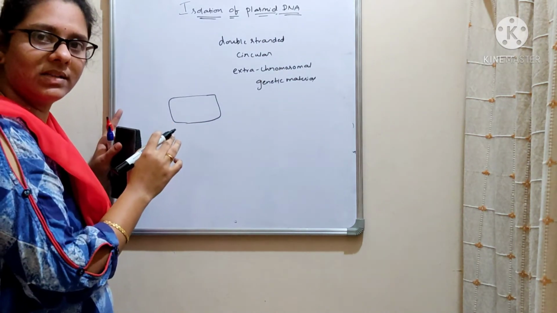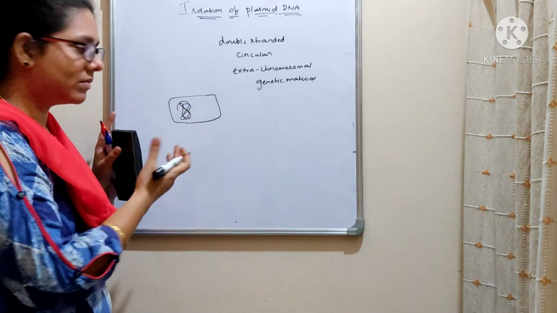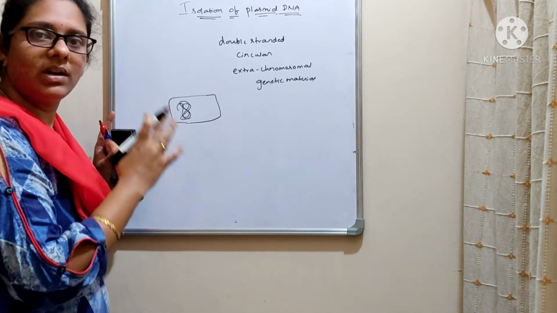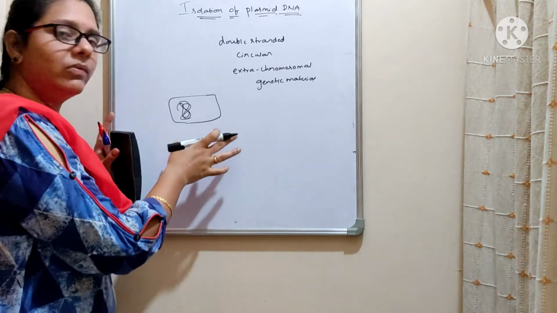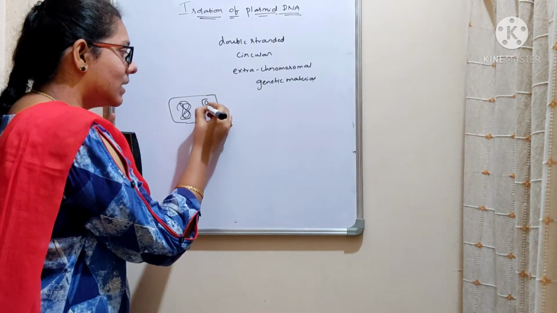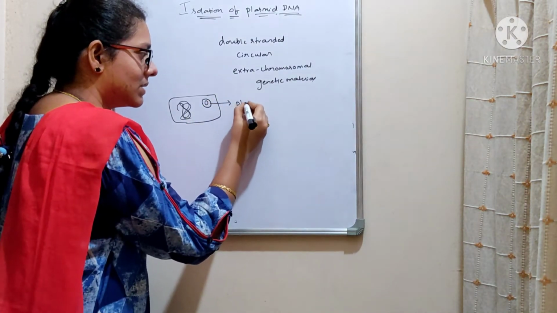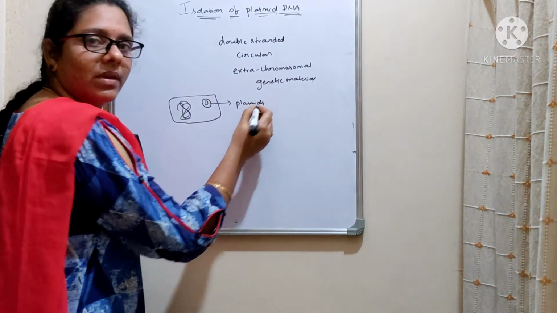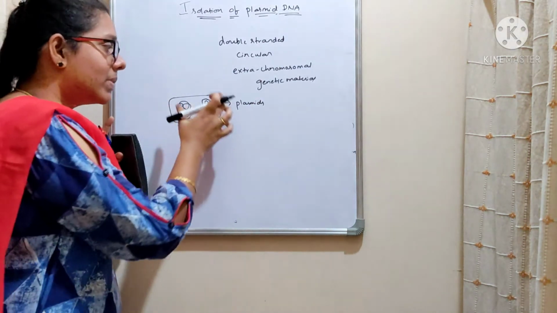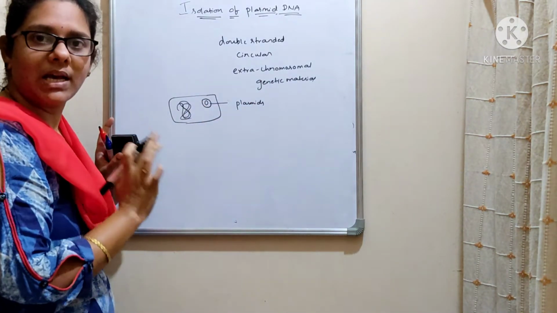If you take a bacterial cell, we all know that there will be a genetic material, nothing but the DNA. We all know that DNA will be present in each and every cell of an organism. But when it comes to a bacterial cell, there will be a small circular double stranded DNA. Those are nothing but plasmids. These are the extra chromosomal genetic materials which are present in the cell cytoplasm.